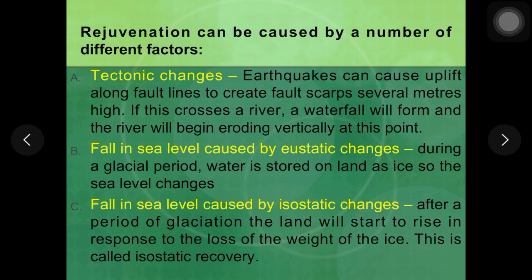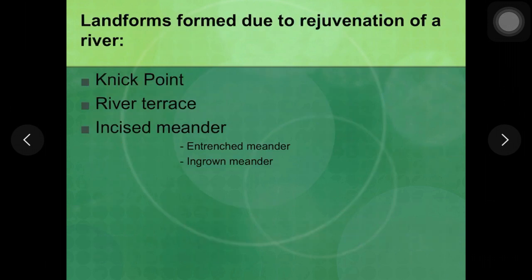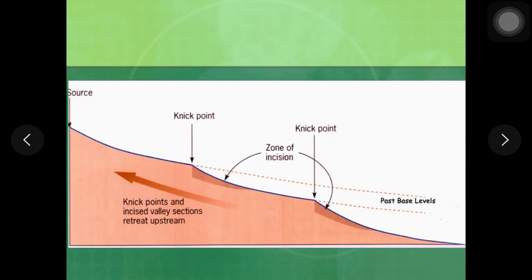So the rejuvenation could be because of tectonic changes, changes in the sea level, upward or in downward direction. And due to these changes or due to the regradation, you get to see different landforms. So these landforms are associated with the rejuvenation: Nick Point, River Terrace, and Incised Meander. Now in this diagram you can see different graded profiles. This is one graded profile, another graded profile, and one more graded profile.